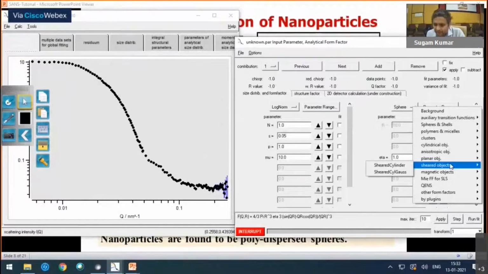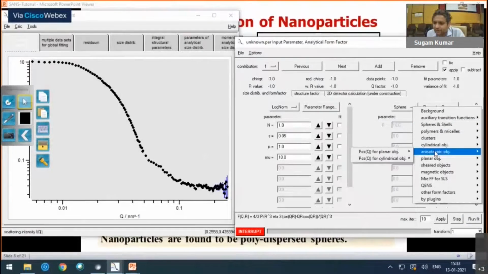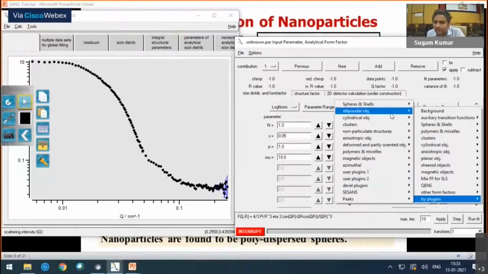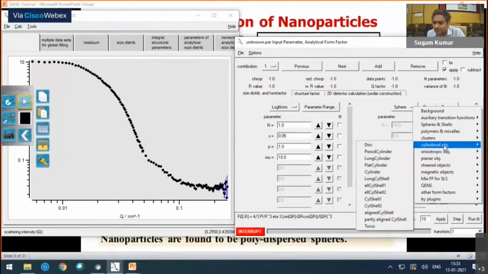square of form factor only. So different shape and sizes, for example, spheres, multilamellar, vesicle, cylindrical, and isotropic. And from plugins also one can choose ellipsoidal, cylindrical, cluster. Several shapes are available here. Very large in number. Software is very efficient because it provides many number of modeling tools. You can choose whatever shape you want to choose or think that the data may be or the system may be.